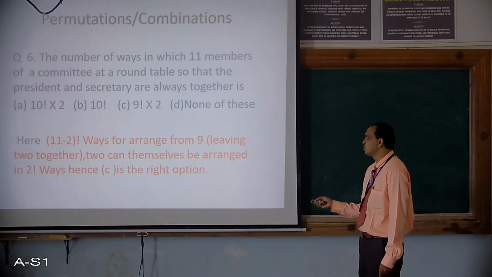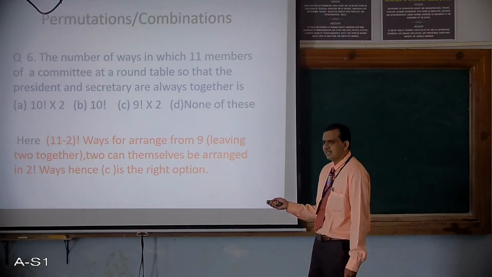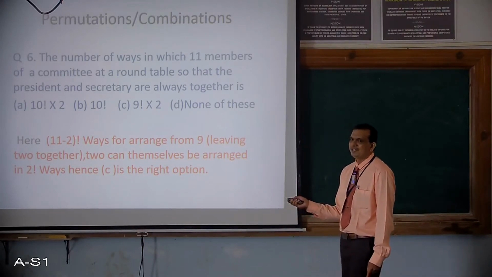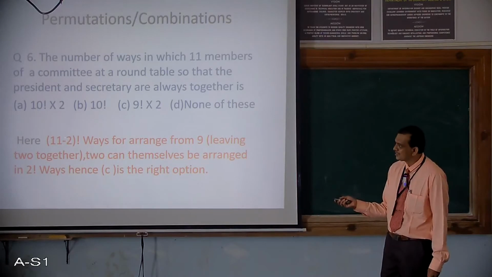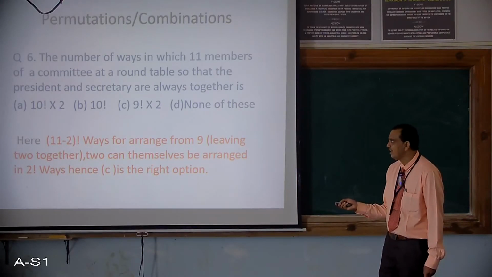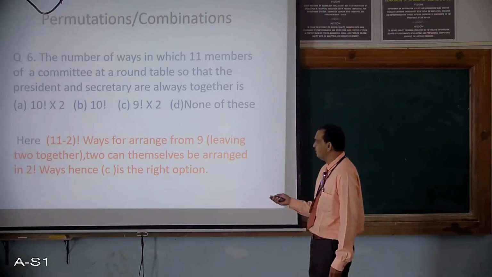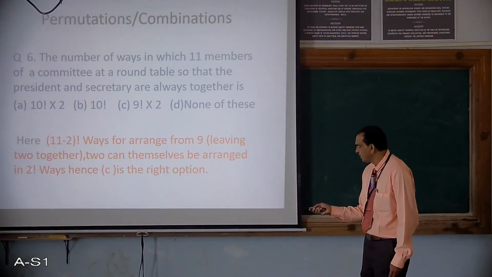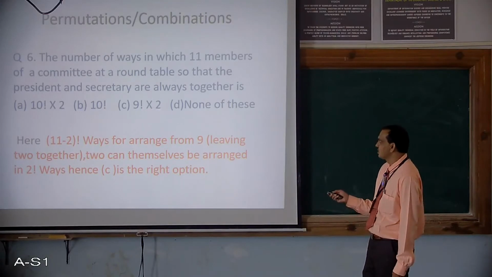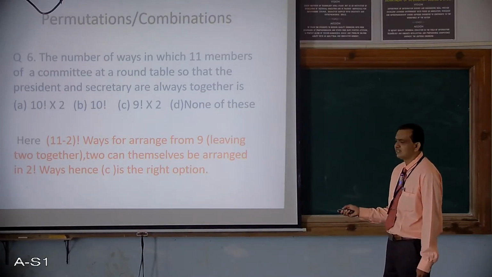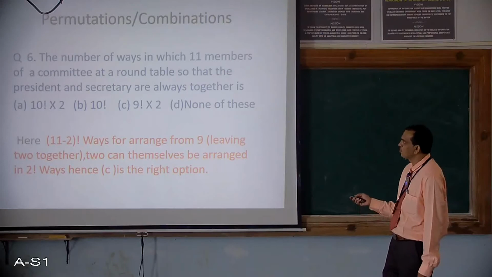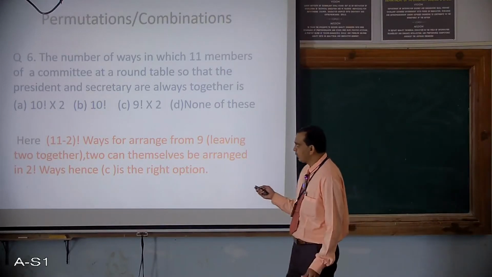So we have to keep those two together. That's why it is 11 minus 2 factorial. Normally it is 10 factorial, but since it is 2 together, that's why it is 11 minus 2 factorial, that is 9 factorial. Now you know that those two persons also can be swapped, AB, BA, hence that can be done in 2 ways, that is 2 factorial ways, and the answer goes as 9 factorial into 2, that is C, the right option.